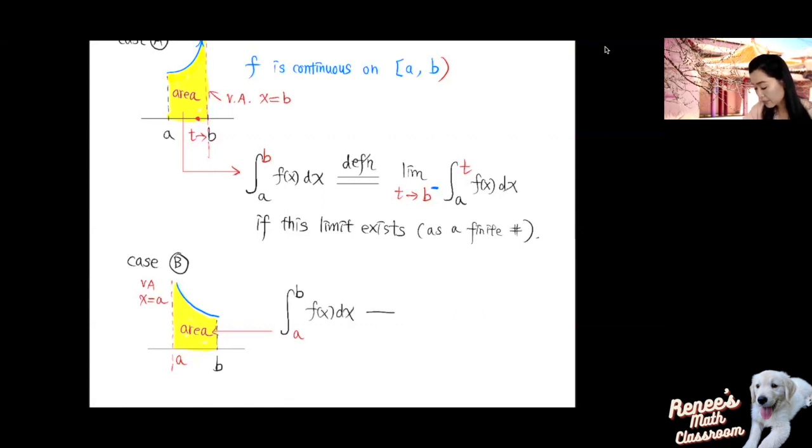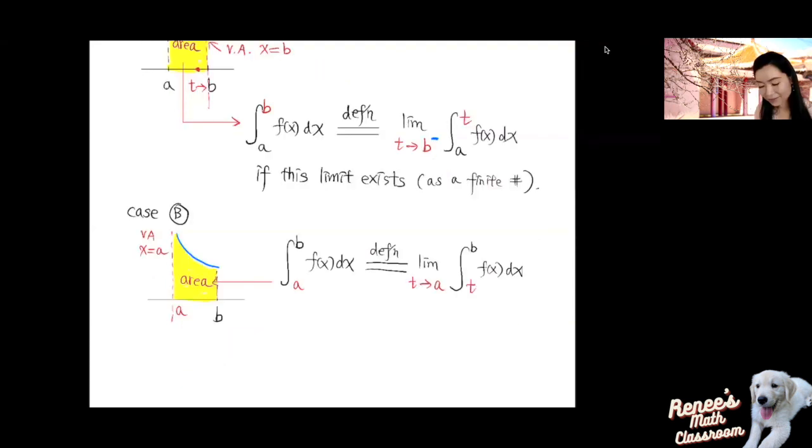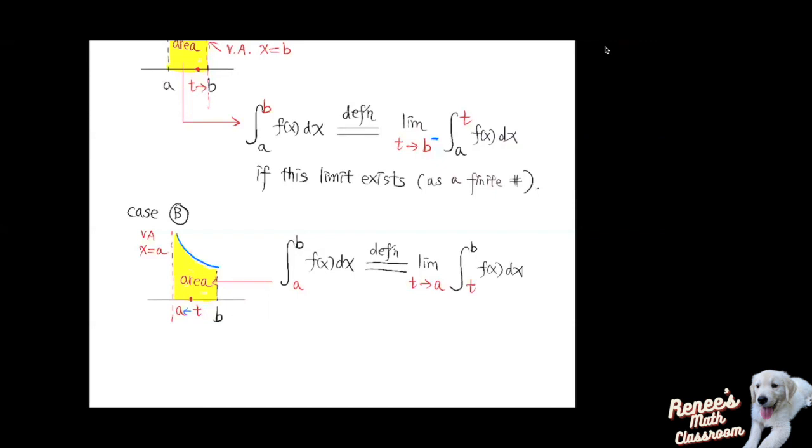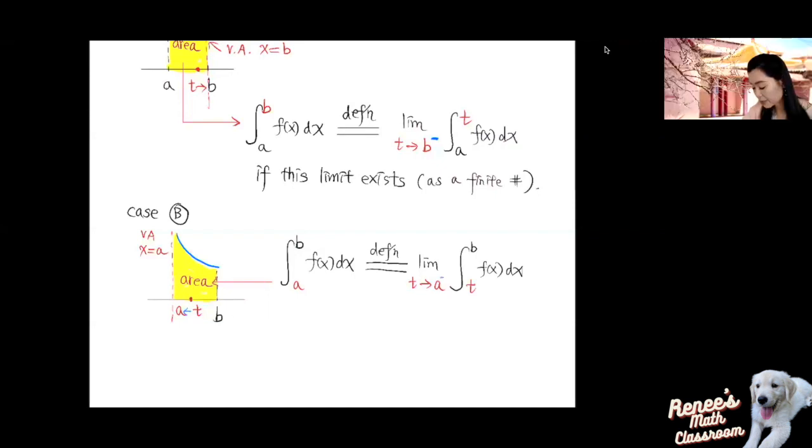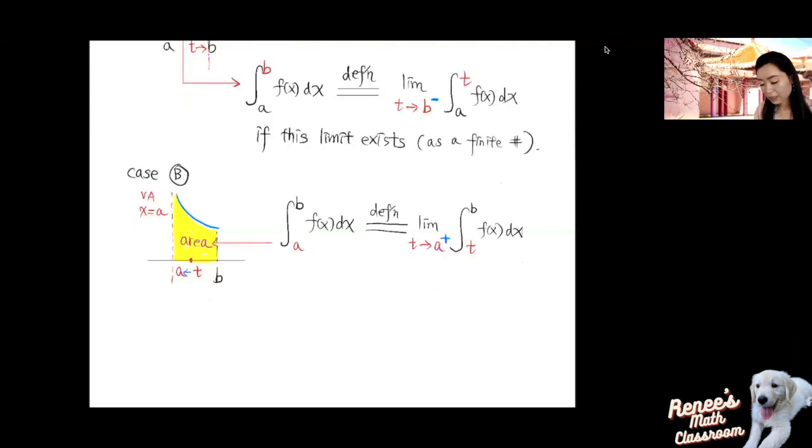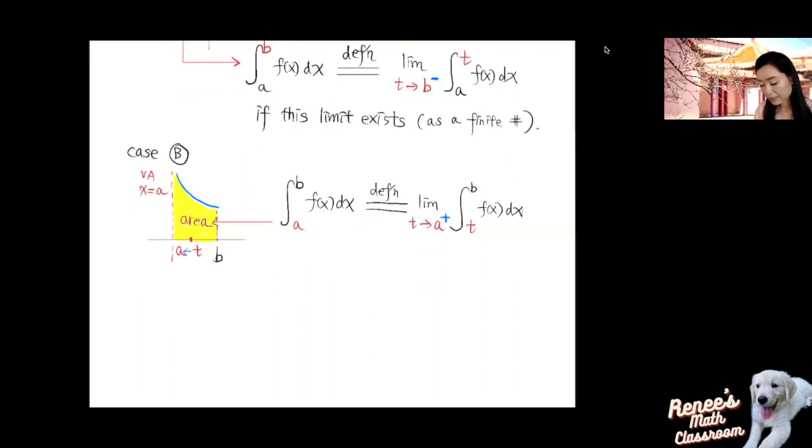We're going to define that similarly. So how do we define that? As the limit where we replace this a by t, and we let t go to a from which side, left or right? Let's think. t is a number between a and b, so t goes to a from the right side. So this is another case.